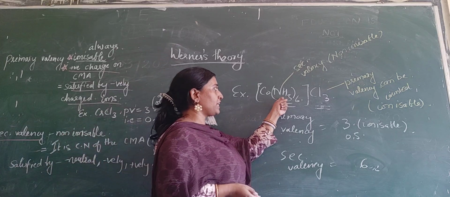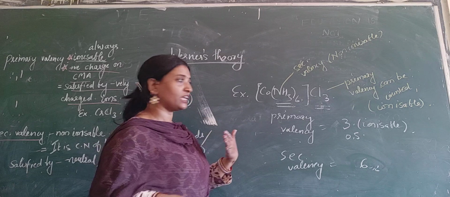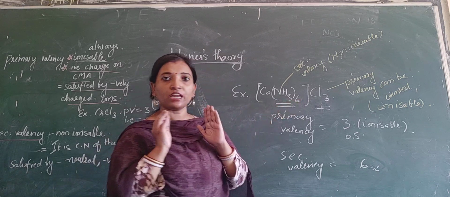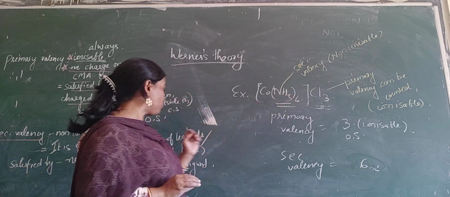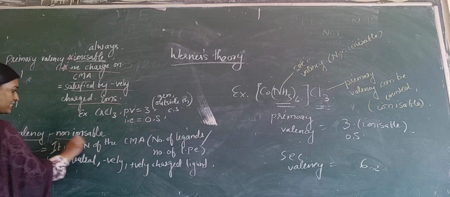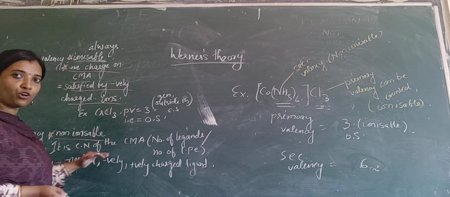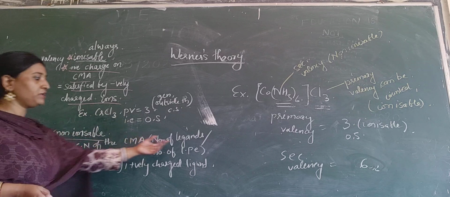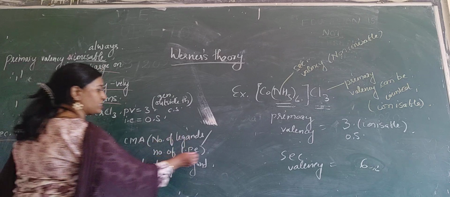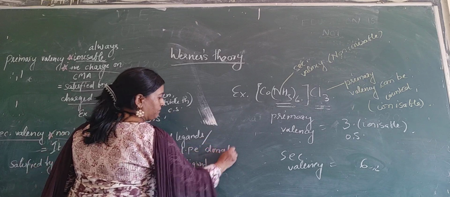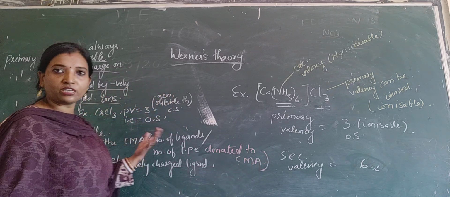Okay, तो ये है आपका secondary valency. कितना होगा? Secondary valency is 6. ठीक है, कितने lone pair of electrons donate करेंगे central metal atom को? 6 lone pair electrons donate करेंगे. It will donate 6 lone pair electrons to the central metal atom. Understood? So secondary valency is non-ionizable. This is your point number 1. It is the coordination number of the central metal atom. It is simply the coordination number of the central metal atom. It can be counted by seeing the number of ligands or number of lone pair electrons donated to the central metal atom. You can write donated to CMA, so donated to the central metal atom. Okay, or coordinated to the central metal atom.